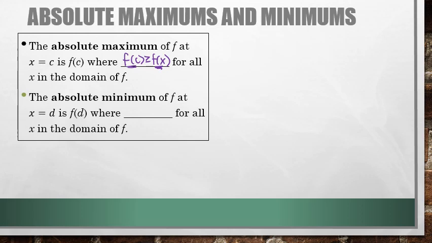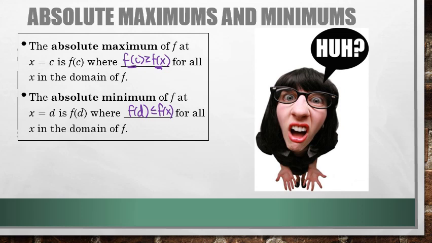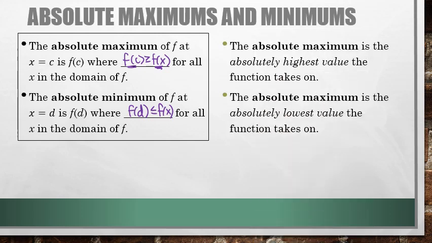An absolute minimum, likewise, occurs where it is the absolutely smallest y value for all of the x values in the domain. Another way to say it, since probably some of you are saying, huh? The absolute maximum is the absolutely highest value the function takes on. The absolute minimum is the absolutely lowest value the function takes on.